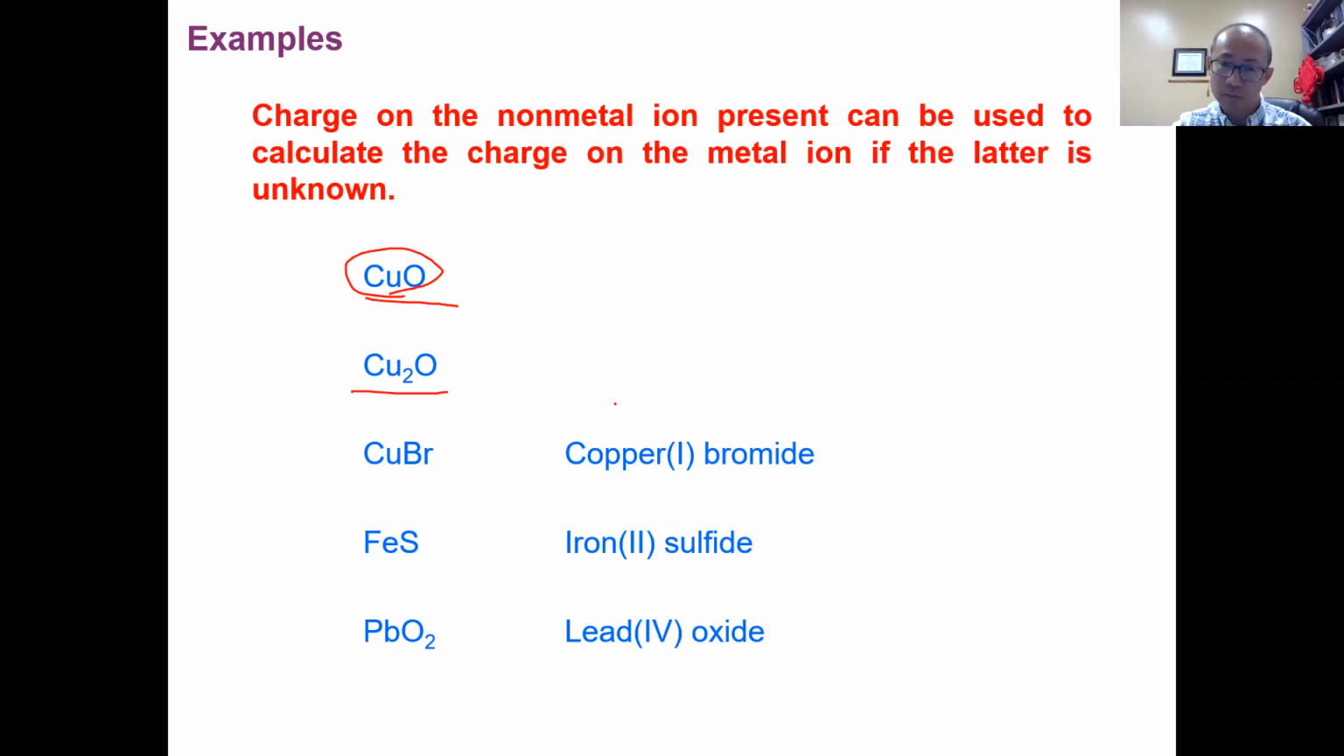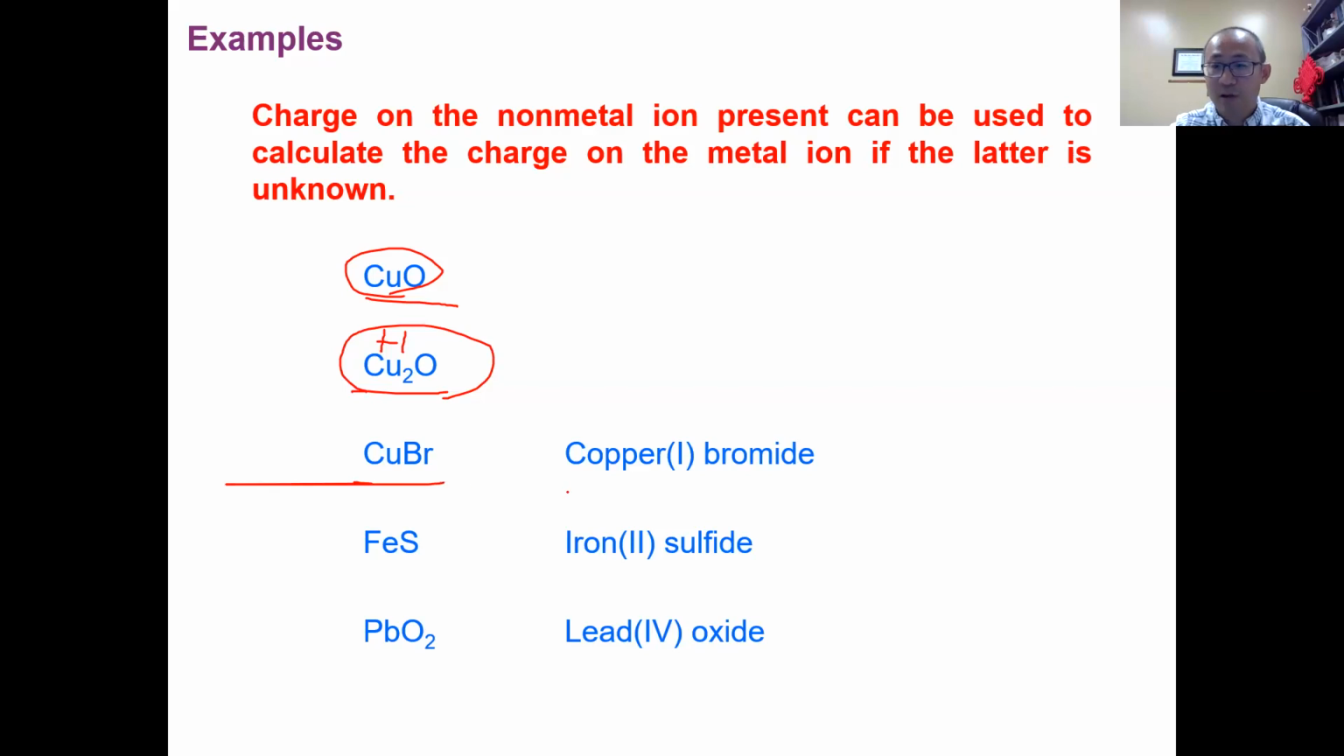Here, oxygen is -2. So copper, it will be +2. But there are 2 copper, so each copper is what? Each copper is +1. Remember, oxygen is -2. Copper is +2, but there are 2 coppers, so each copper is +1. So the name of this guy will be copper 1 oxide.